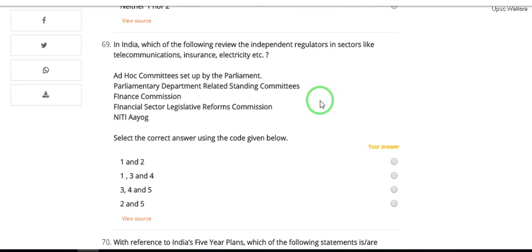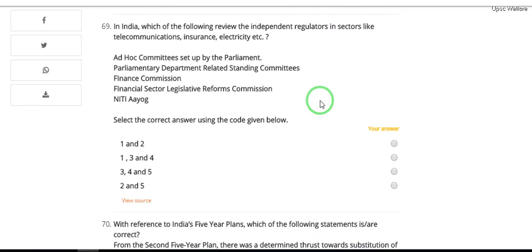In India, which one of the following is an independent regulator in sectors like telecommunication, insurance, and electricity? Note, I am talking about only insurance, not only telecommunication. So there is no doubt, one will be correct here.